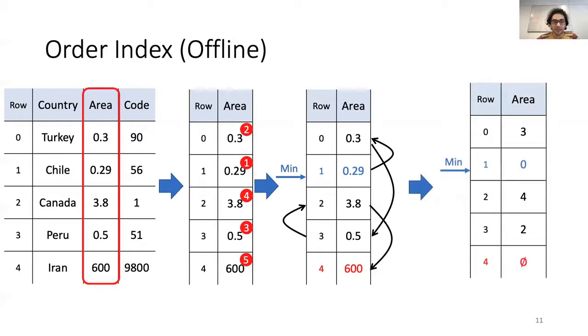In the final index, each value represents the location of the next greater value. For example, the next greater value than the minimum value is located in the row number 0, and the next greater is in this third row, and so on.